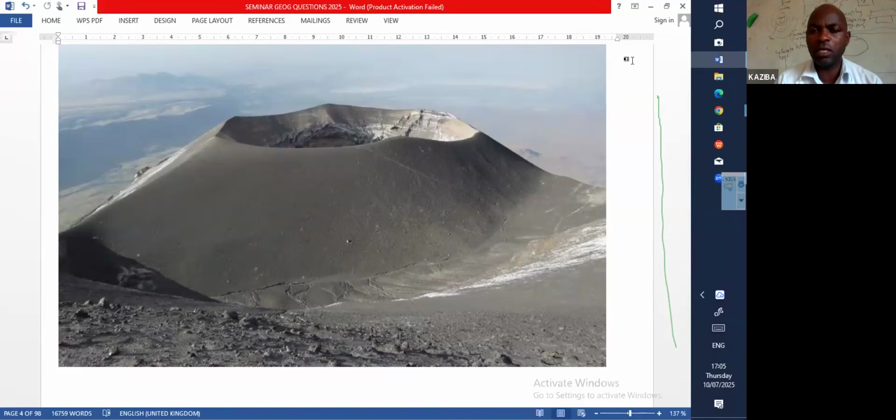If they ask for relief features, you can talk about a crater, you can talk about steep slopes, you can talk about gentle slopes, and you can talk about highlands in the background. How was it formed? Of course, you begin by, these features are in Uganda. If you go to Western Uganda, those features are there. So how was it formed?